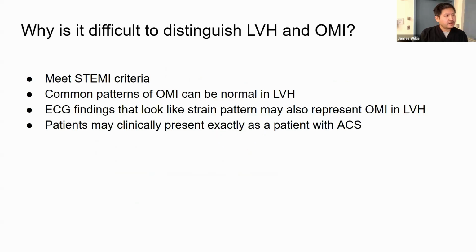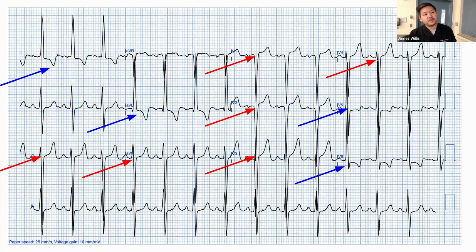So let's go over LVH with OMI. This is why we're here. So why is it difficult to distinguish LVH from OMI? It meets STEMI criteria. Common patterns of OMI can be normal in LVH. Normal patterns in strain pattern can look like OMI, and LVH and OMI patients can often present similarly. So like I said, this could easily be interpreted as almost like an inferior anterior MI.